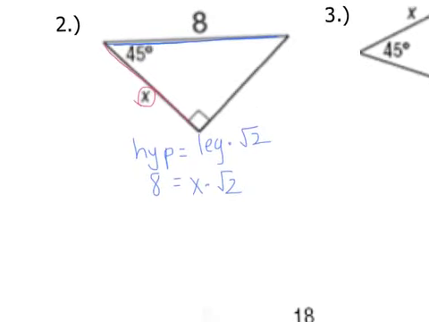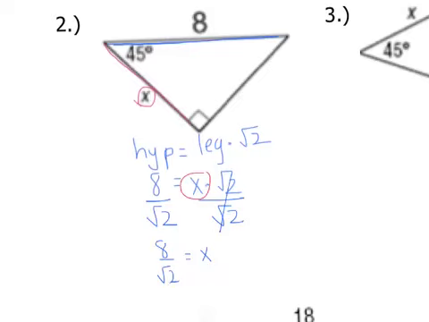Now, to solve for x this time, what do we need to do? Shannon? No, we're solving for x. Taylor? Divide 8 by radical 2. We need to divide both sides by radical 2 to get the x by itself. So we have x equals 8 over radical 2.